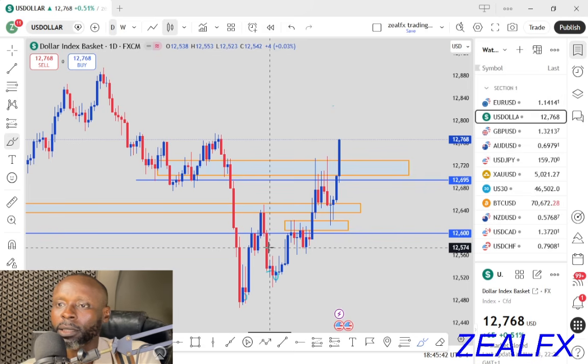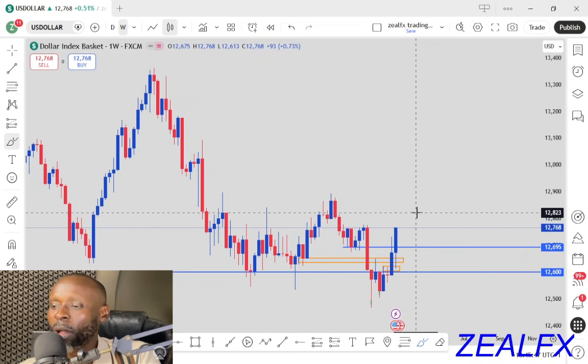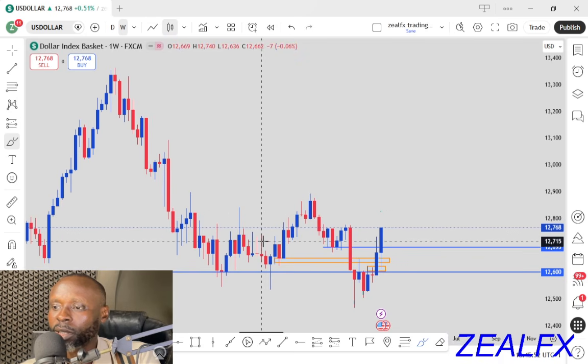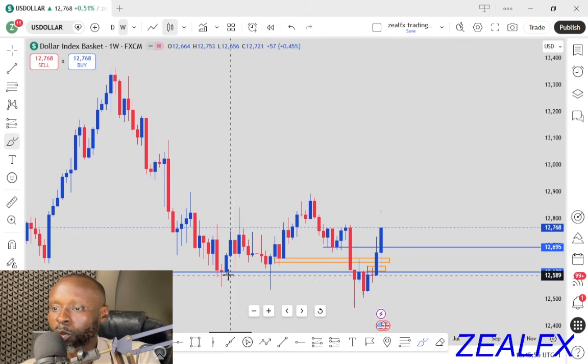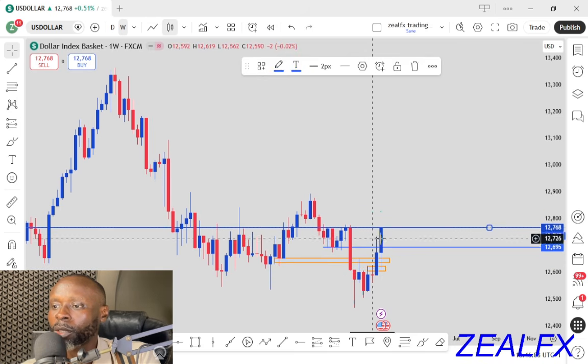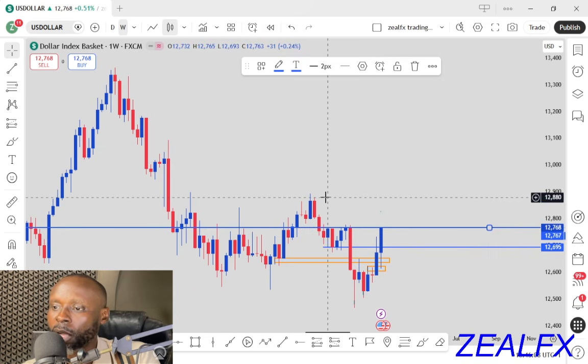So let's look at the weekly chart of the dollar index. On my weekly chart of the dollar index, you can clearly see that price is currently on a resistance level. We have price close on this weekly resistance level. So long as price closes on this resistance level, we can't just buy on this resistance level. Buying on a resistance level is a trap. So we need price to come to a support level, a good area where we can also look for buying opportunity on the dollar index.